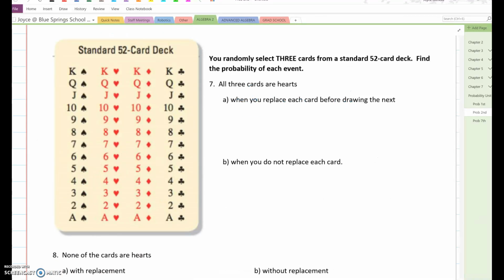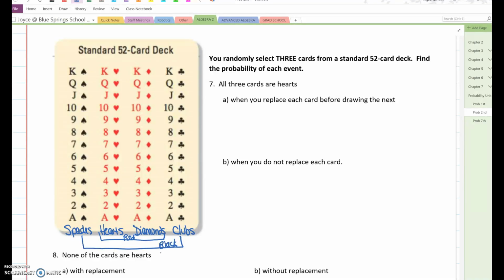A standard 52 card deck is made up of 4 suits. Those suits are spades, hearts, diamonds, and clubs. On your notes, you can't see the colors, so if you are not super familiar with the 52 card deck, you may want to note that hearts and diamonds are red cards, spades and clubs are black cards. So half of the deck is red, half of the deck is black.